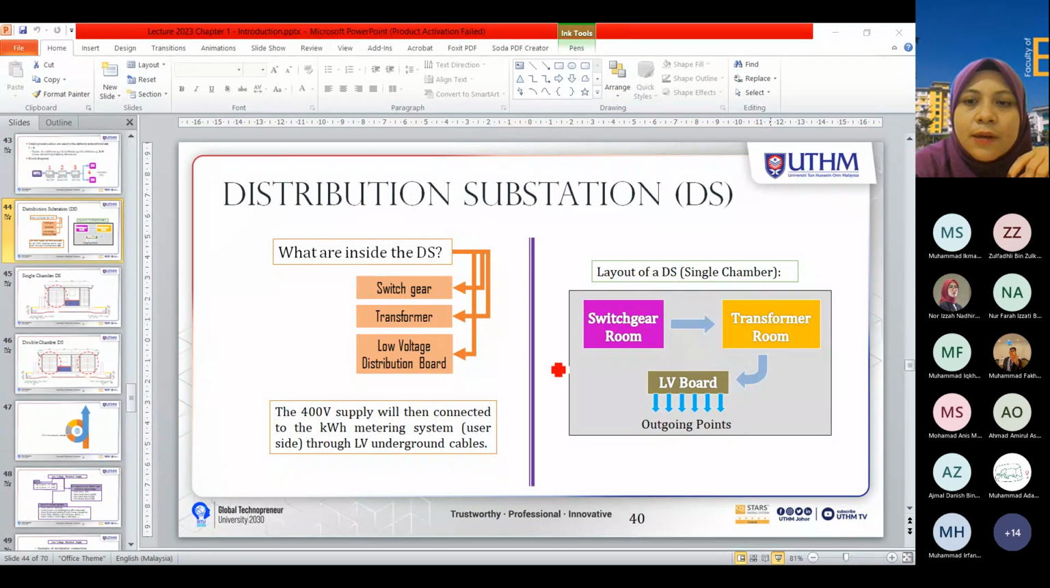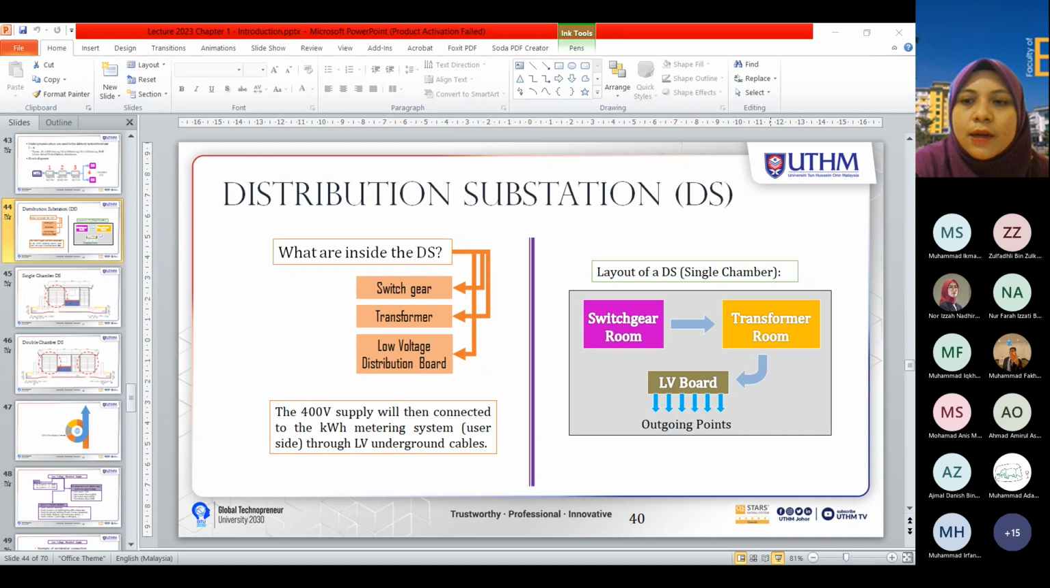Daripada normally 11 kV, kita step down to apa? 400 volt. So this one is 3 phase lah. Dia akan step down to 400 volt, sebab kita memang 3 phase and user akan gunakan 400 volt. Kalau single phase, kita attach R dengan neutral, kita akan dapat single phase which is 230 volt.